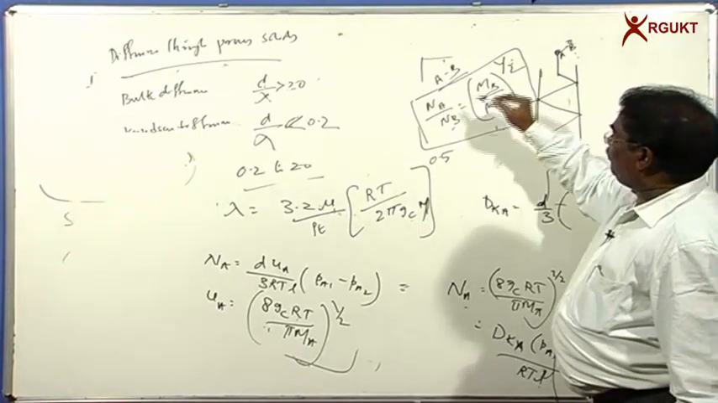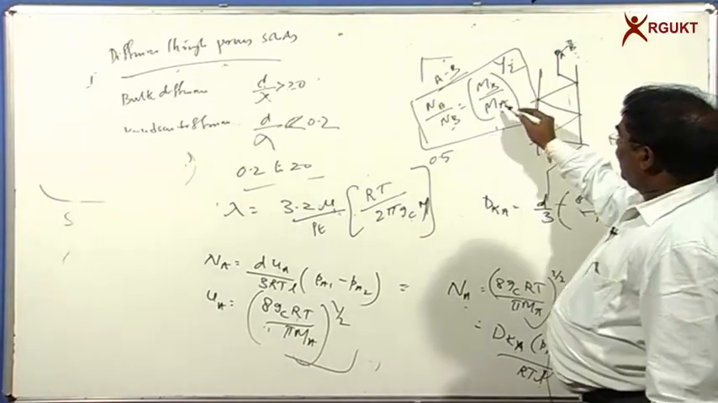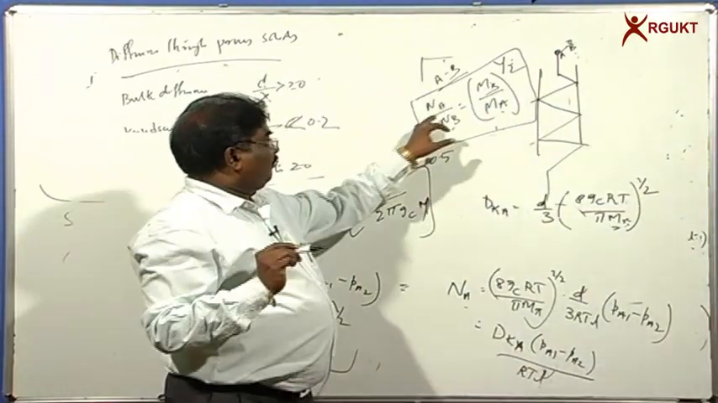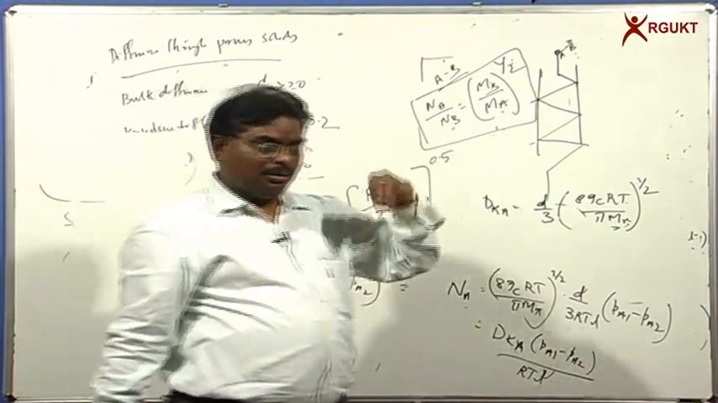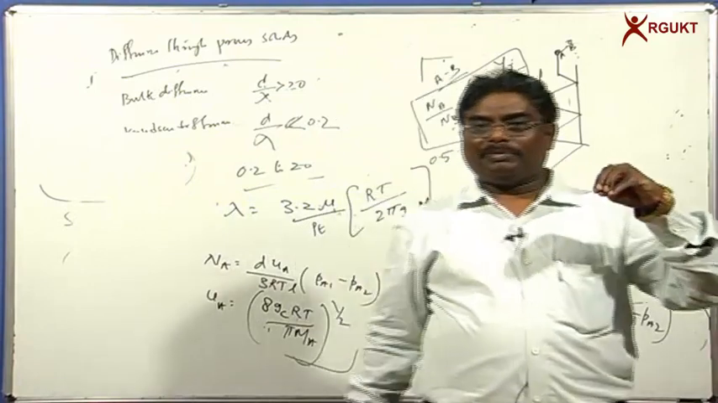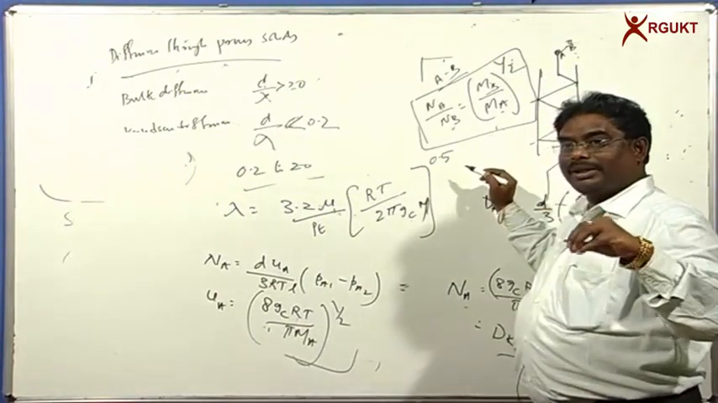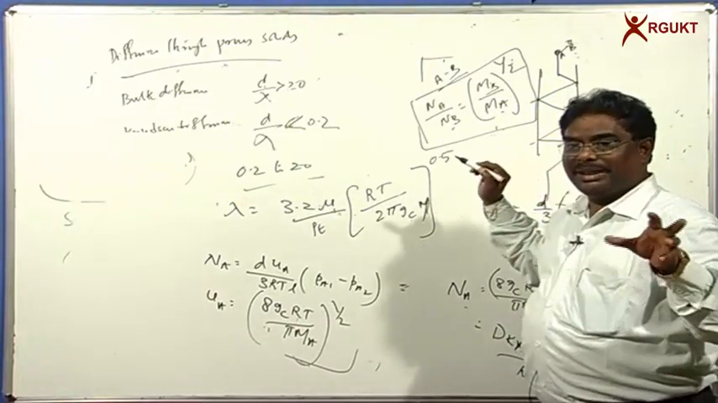So Na by Nb is equal to (Mb by Ma) to the power of half. That means if there are small variations in the molecular weights, one can find a difference in the flux. This is the most important expression used for the separation of isotopic mixtures of pitchblende, where pitchblende is nothing but uranium-238 and uranium-235, and both have the same vapor pressures.